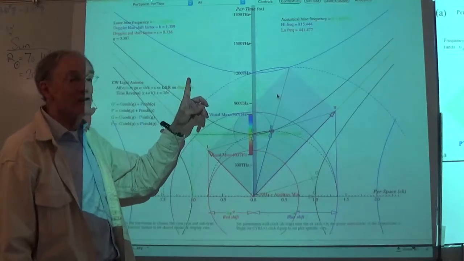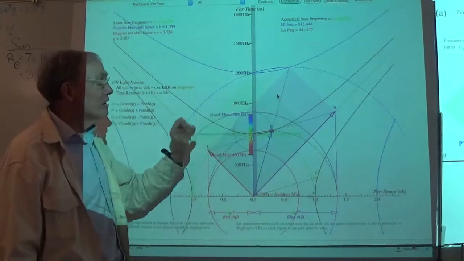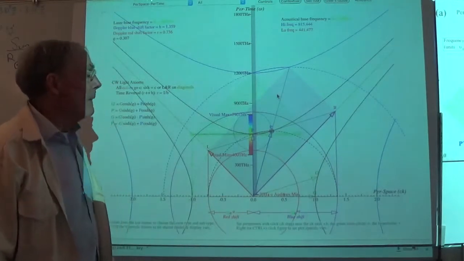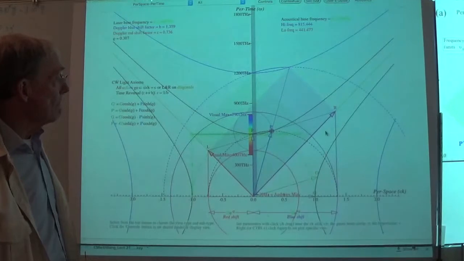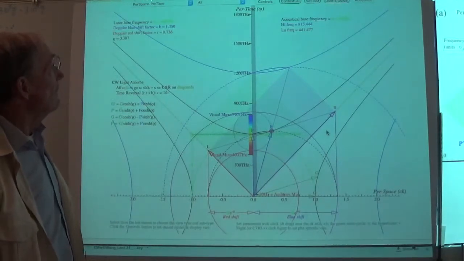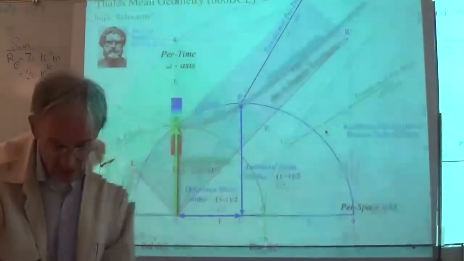Now remember that in per space time, red's going to be up, because that's talking about large wavelengths and large periods, right? This is talking about frequency and the wave number. Okay, I think that's all we need. Let's go back to the main thing.